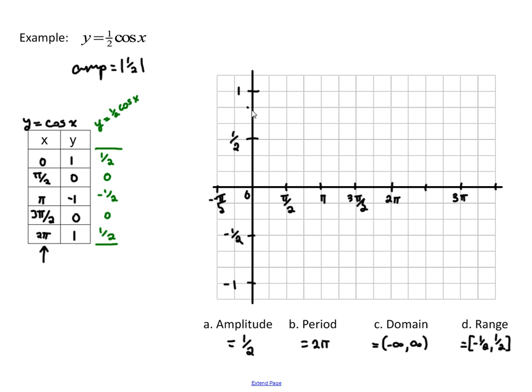At 0, y is equal to 1/2 this time. At pi over 2, y is equal to 0. At pi, y is equal to negative 1/2. 3 pi over 2, we're back to 0. 2 pi, we're back to positive 1/2. And then we would just continue following this pattern all the way around along our graph until we had one full cycle.